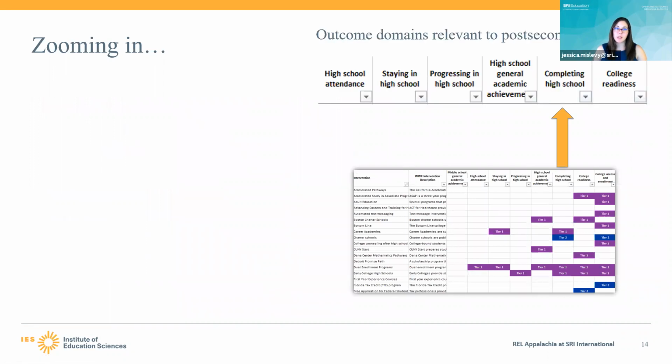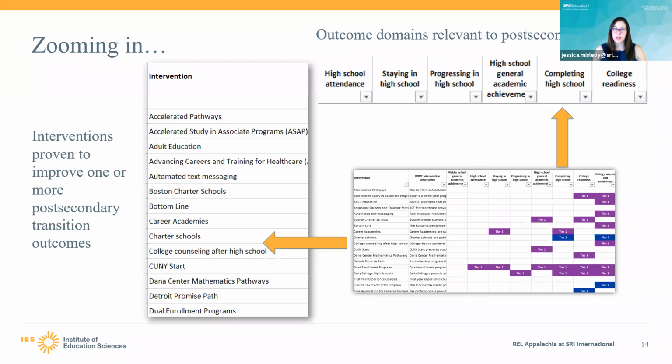The columns of the evidence matrix provide outcome domains defined by the WWC that are relevant to post-secondary transitions, such as completing high school or enrolling in college. These outcome domains are organized by education level and span the post-secondary transition space all the way from middle school academic achievement to employment and labor market outcomes. The rows of the evidence matrix provide interventions that have been rigorously studied and have been proven to improve one or more post-secondary transition outcomes, such as accelerated pathway programs, dual enrollment programs, and career academies.